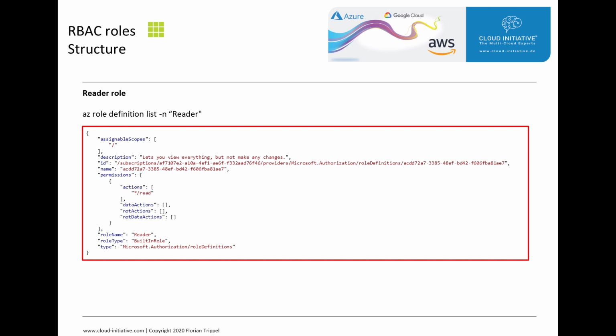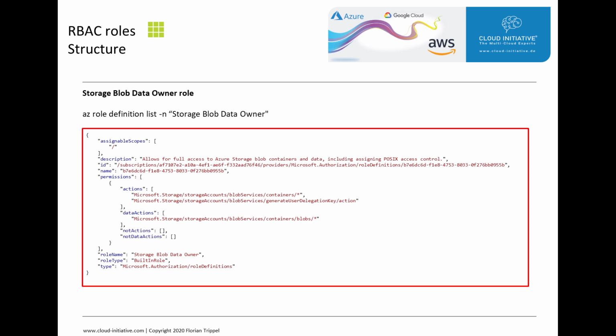The next role we are going to look at is the reader role. Notice that the action is set to wildcard read, so we can use wildcards with partial string matching. The next role we are going to look at is the storage blob data owner role. Notice that this role has indeed data permissions to access the data plane. While the owner has the permission to manage everything, the word manage refers to the control plane level, but accessing actual blob data involves data plane level permissions.